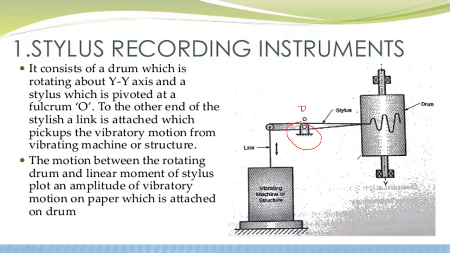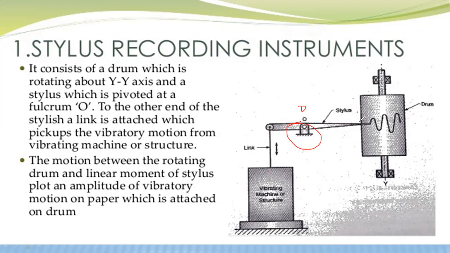So the vibration is developed on the drum by using this vibrating machine. The motion between the rotating drum and the linear movement of the stylus plots the amplitude of the vibratory motion on paper which is attached on the drum.